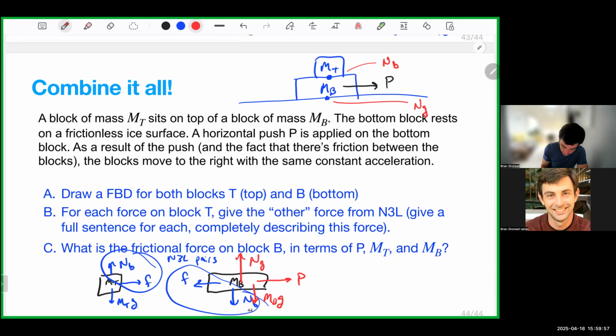The last one is this gravitational force. So this is a totally different force, right? This is not a contact force from the bottom block. This one's from the Earth. So this one is the Earth is pulling downwards on the MT. And the Newton's third law pair is there's an upwards gravitational force on the Earth from the top block.